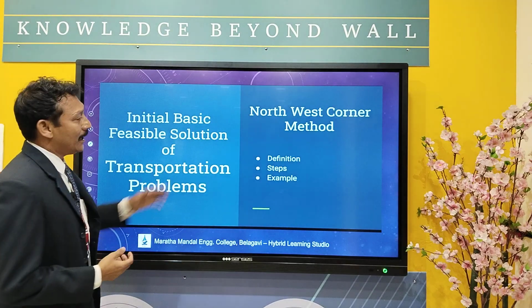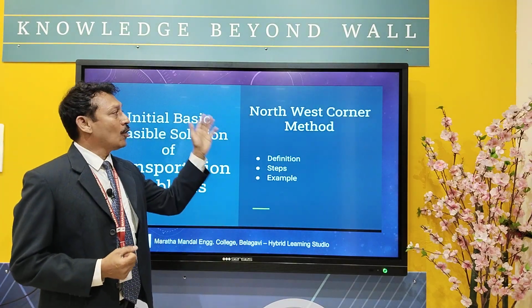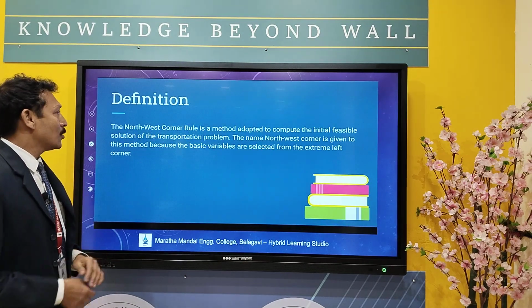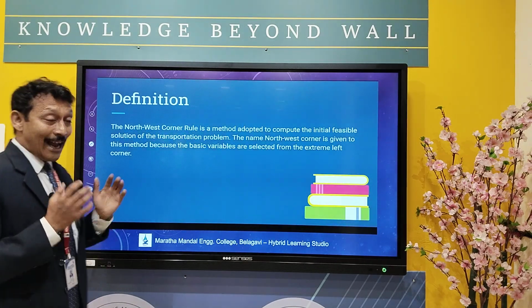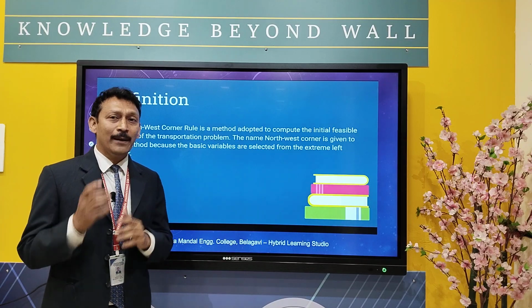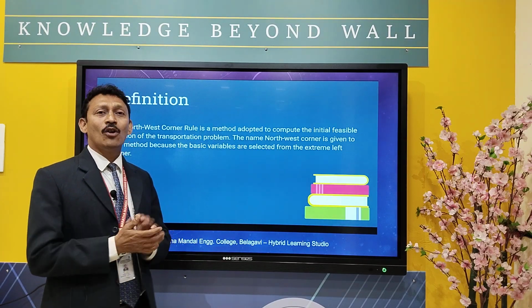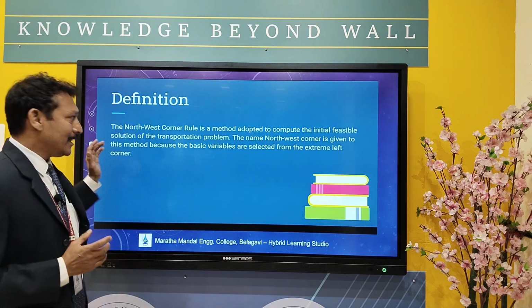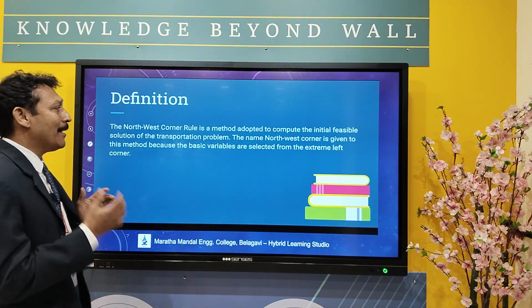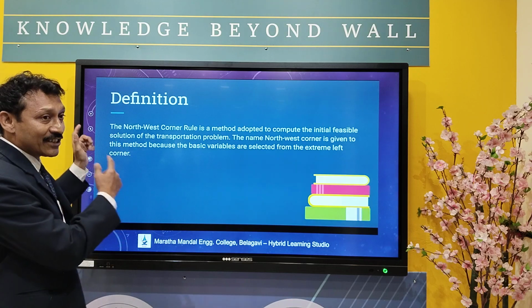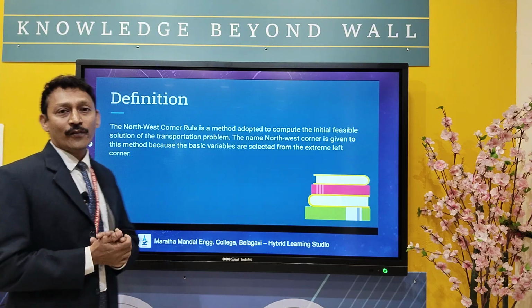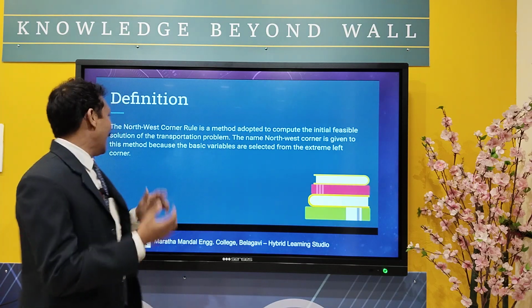So we will see the steps of the northwest corner method. First is the definition. The northwest corner method is adopted to compute the initial basic feasible solution. And why is it called the northwest corner method? Because in this method the basic variables are selected from the extreme upper left corner of the matrix. That's why the method is called the northwest corner method, and we have to allocate in that.